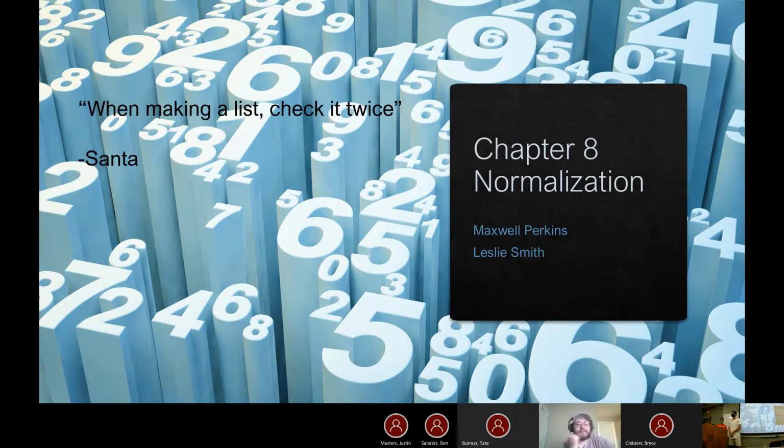Okay, so data normalization is very similar to an ERD. They both share the goal of a well-formed, high-fidelity model. We don't normally use normalization on its own, but the way to use it is to create your ERD and then cross-check it with normalization to make sure that it is a high-fidelity model.